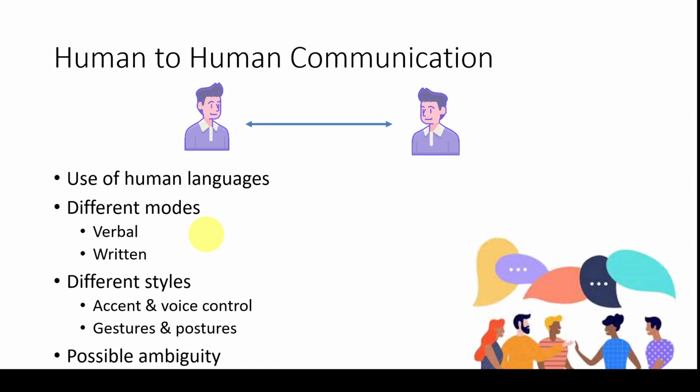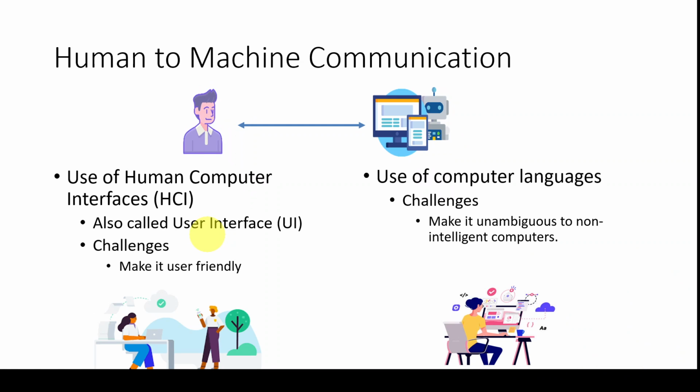And of course, there is some fuzziness involved as well, the ambiguity, because human languages are somewhat fuzzy, and people can make it even more fuzzy as well. So those are some challenges when it comes to human communication. That is why you have that subject called communication skills, to learn how to do it properly, how to overcome those possible issues. So the second type of communication is human to machine, or human machine communication.